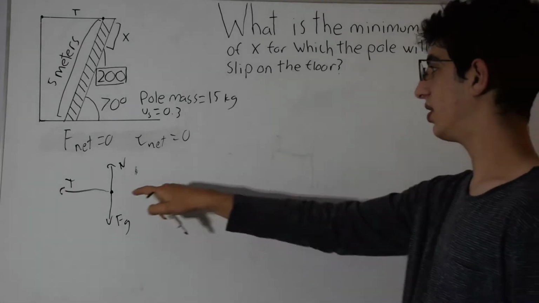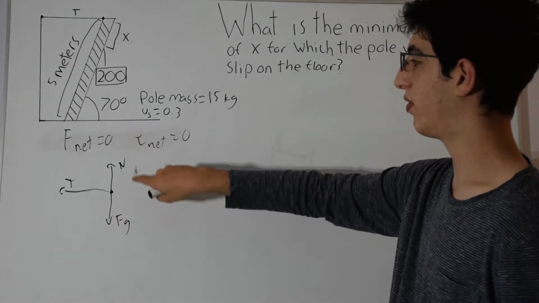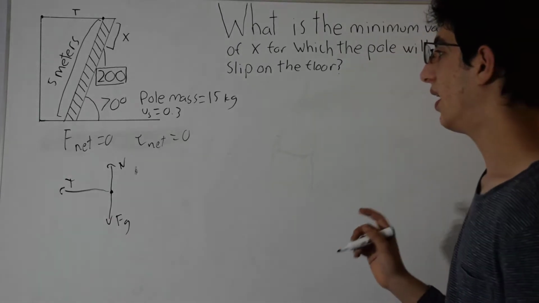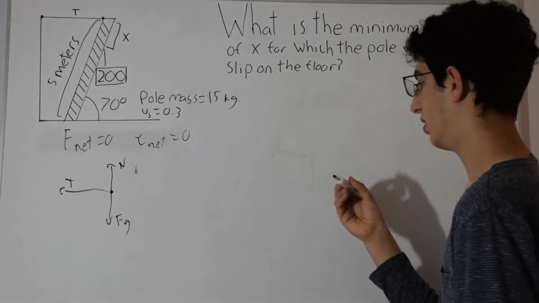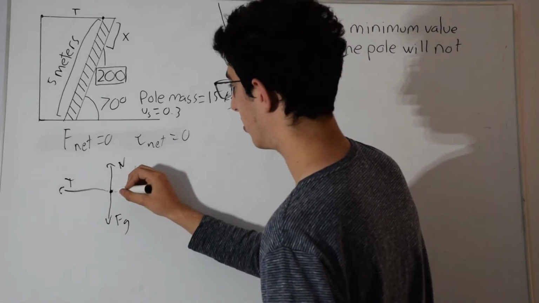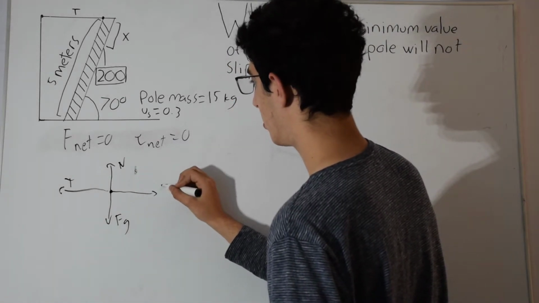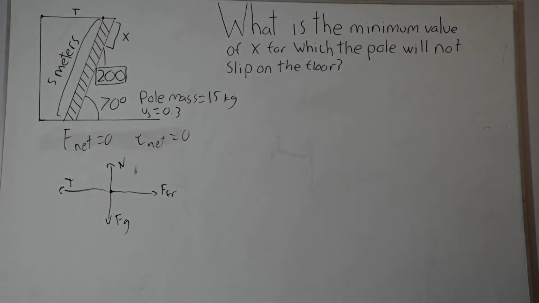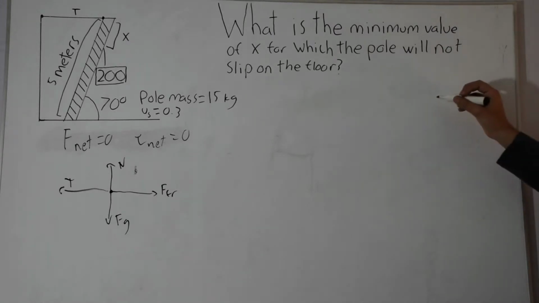So through this free body diagram, we know that the normal force is the same magnitude as the force of gravity, and that the friction force is going to the right. So let's draw that. Okay, nice. Now, let's draw all these forces from where they're acting on the pole, and this will help us later. So I'll just draw that here.